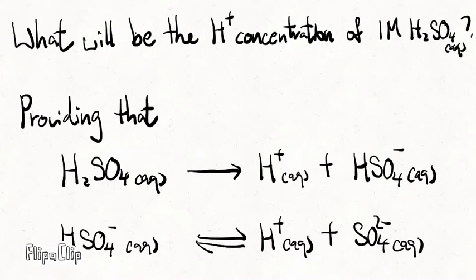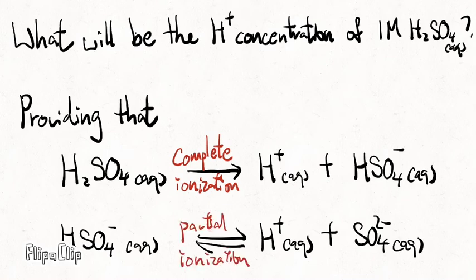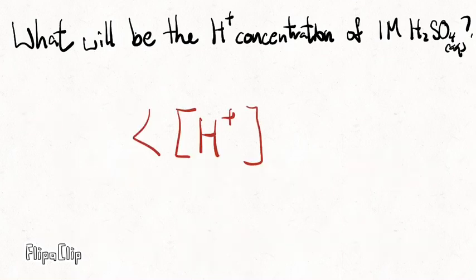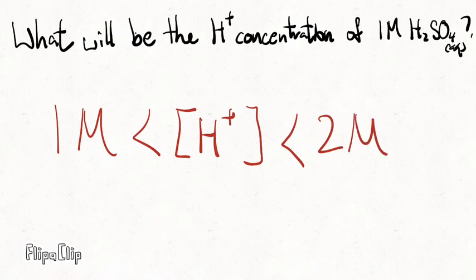Sulfuric acid is a dibasic acid, which means it has two ionizable hydrogen ions. The first equation indicates that sulfuric acid is a strong acid which will completely ionize to form one hydrogen ion and hydrogen sulfate ion. After ionizing the first hydrogen ion, hydrogen sulfate ion is a weak acid which can only slightly ionize in water. Therefore, the overall concentration of hydrogen ion should be larger than 1 M but smaller than 2 M.